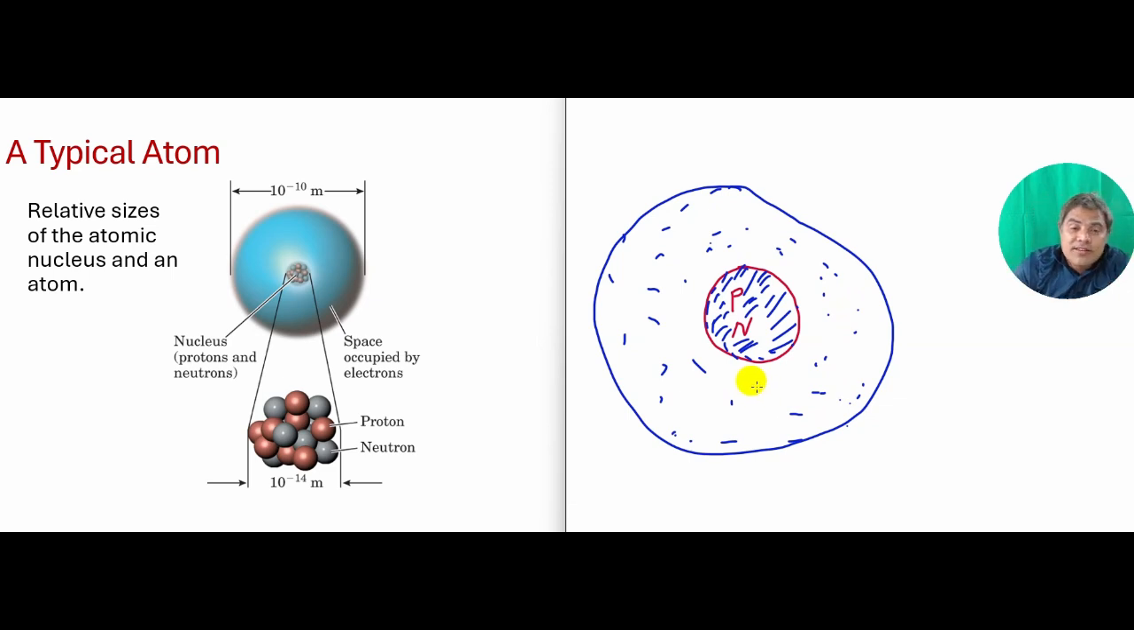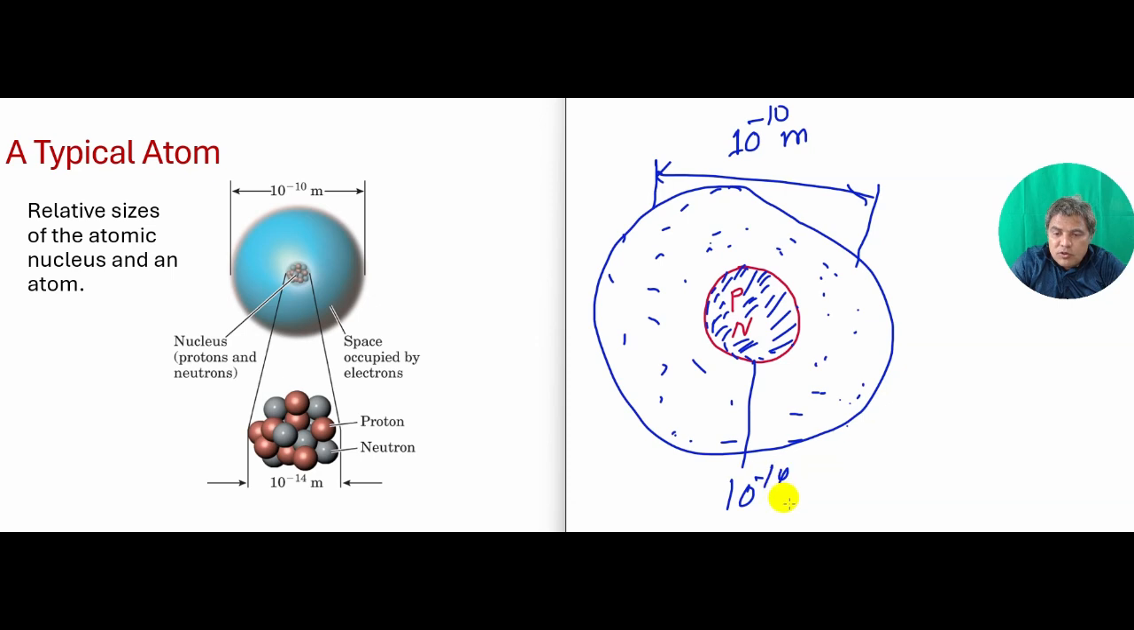So what is the size? Look at that here. The whole atom is about the angstrom scale. Angstrom is 10 to the power minus 10 meter. But the nucleus is so tiny, it is about 10 to the power minus 14 meter. How small that is, right? It's a very small ball, and outside is a little bit bigger ball. In that outside is just space, and in that space you can find the electron.